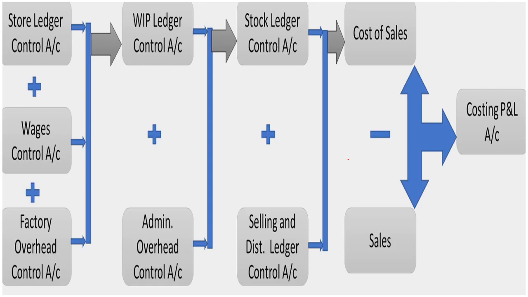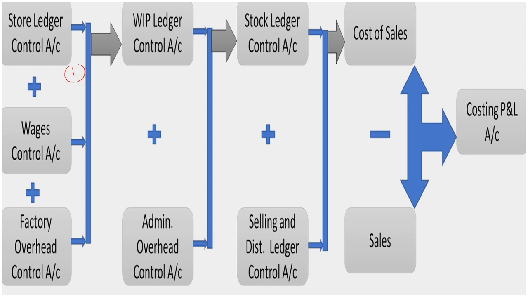Our next transaction or ledger posting is related with overhead control account. For this, first we have to understand this flowchart. Once you remember this flowchart, then you can easily do the ledger posting related to overhead accounts. So when we are talking about the ledger posting in the cost books, first we open three accounts.